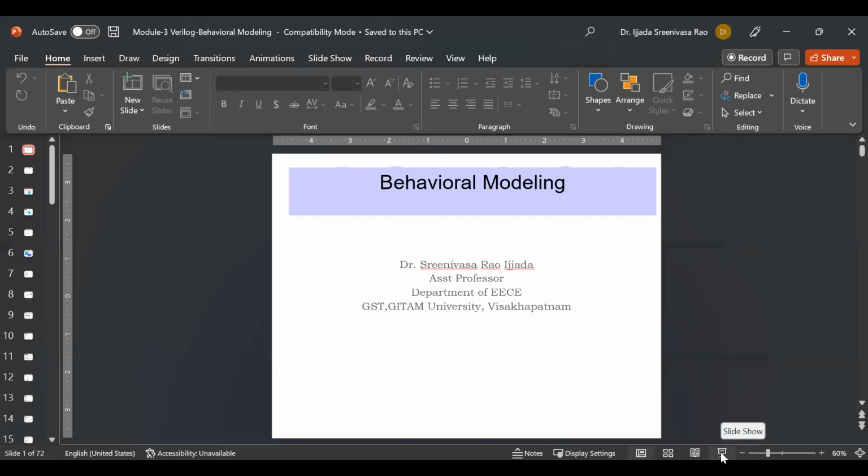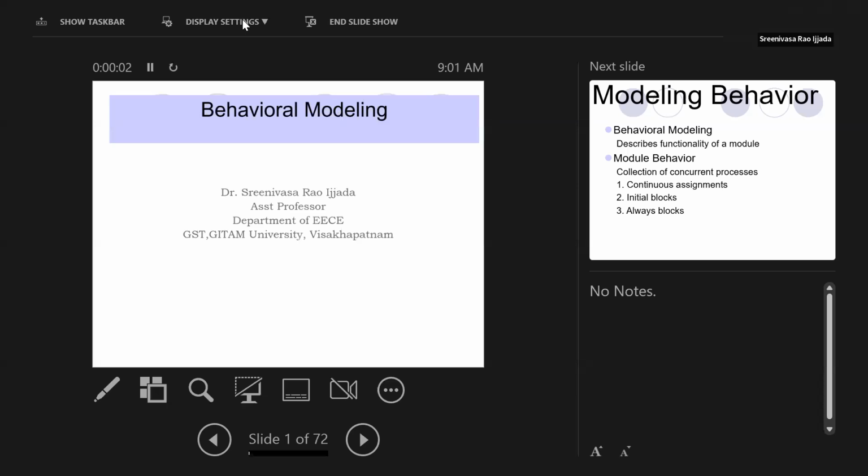So yesterday we started sequential circuits modeling. As I told you, behavioral level is very supportive for the what?